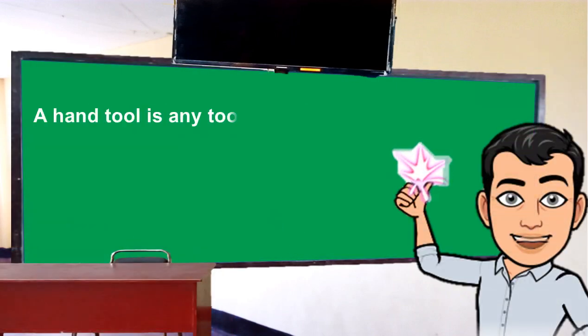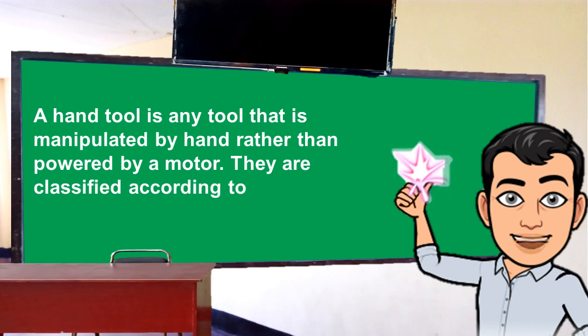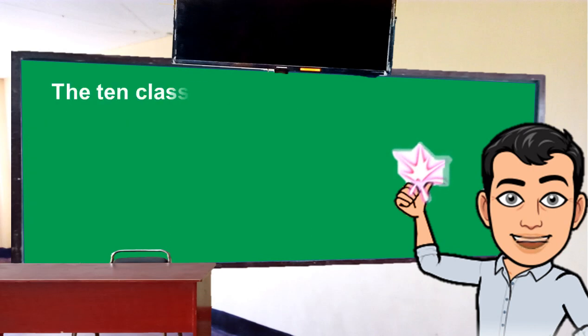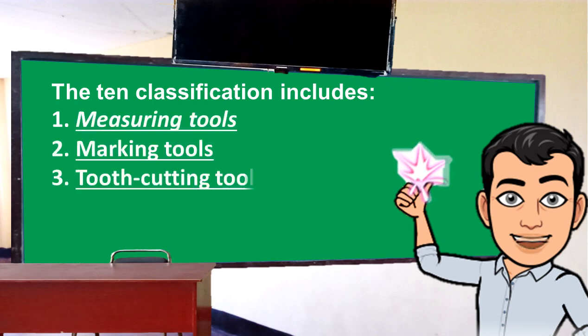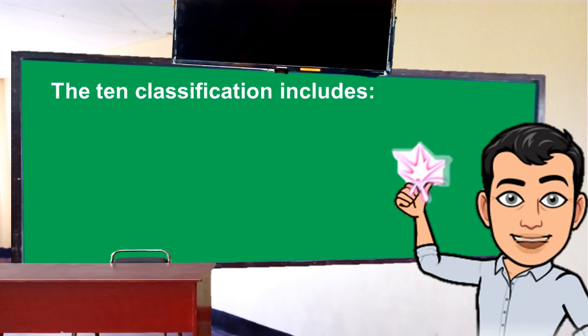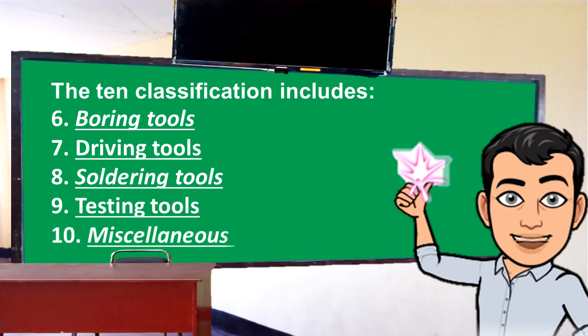A hand tool is any tool that is manipulated by hand rather than powered by a motor. They are classified according to their functions. The 10 classifications include: 1. Measuring tools, 2. Marking tools, 3. Tooth cutting tools, 4. Edge cutting tools, 5. Holding tools, 6. Boring tools, 7. Driving tools, 8. Soldering tools, 9. Testing tools, and 10. Miscellaneous tools.